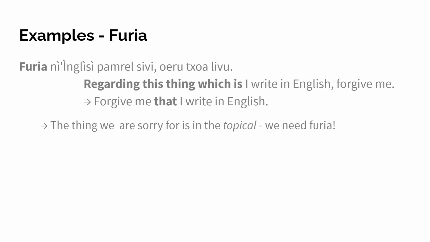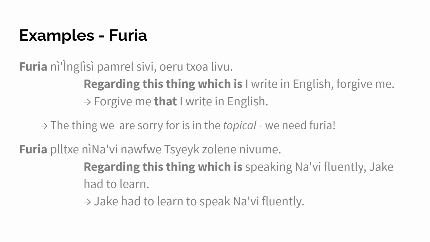Compared to a sentence like Fisk aungeri werut oalivu, regarding that idiot, I am sorry. So the thing we are sorry for, usually if it's a noun, also gets the ri ending or iri ending. And since we here have a whole clause that we are sorry for, we need furia. Furia put ene natvi naufwe tsiek solene nivume. Regarding this thing which is speaking natvi fluently, Jake had to learn. So Jake had to learn to speak natvi fluently.